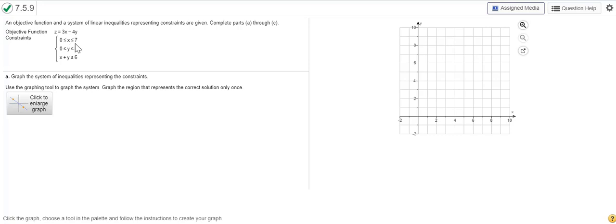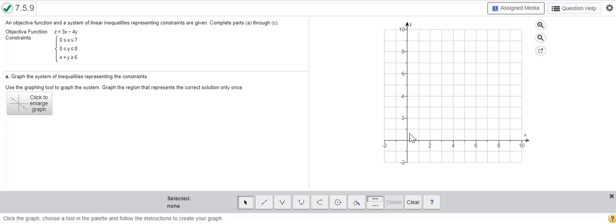So starting with the first constraint, these are constraints on x. This is saying x is greater than or equal to 0 and x is less than or equal to 7. So those are actually 2 different boundaries squeezed together in one. So we're going to start, I like to expand this grid just a little bit by clicking on the magnifying glass. So we'll do the x greater than or equal to 0 first.